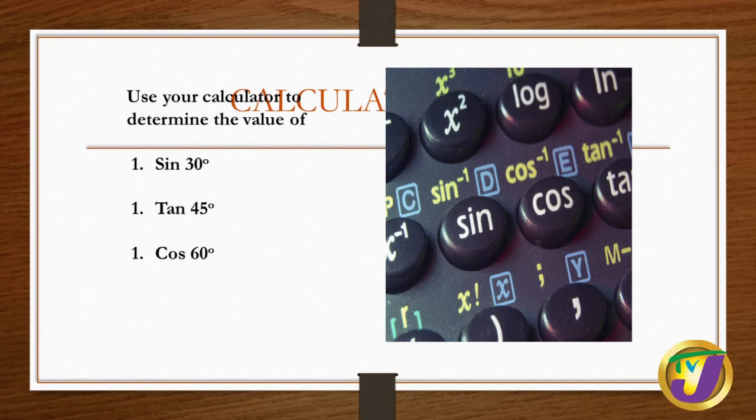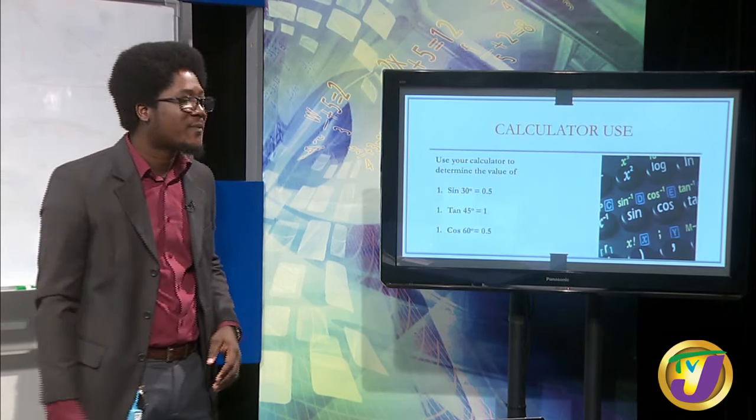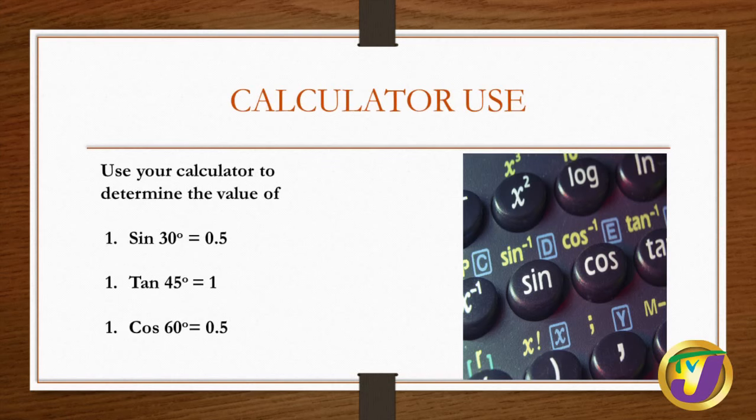The second is tan 45. So you may want to try 45 degrees and then tan. And remember, if that doesn't work, try the other way around. And then cosine of 60. Let's see if you guys got it correct. Did you guys get these values at home? I hope you did. Great.